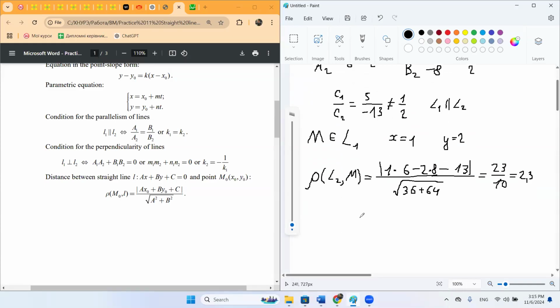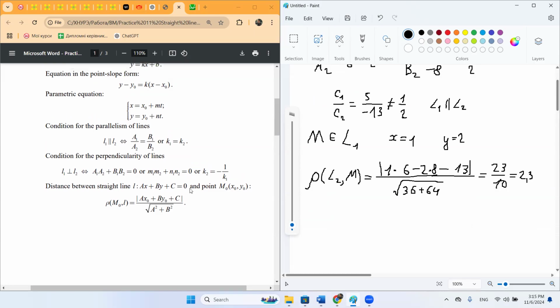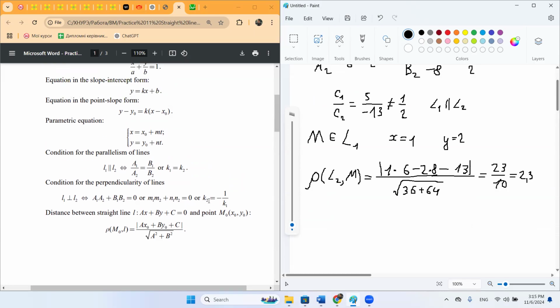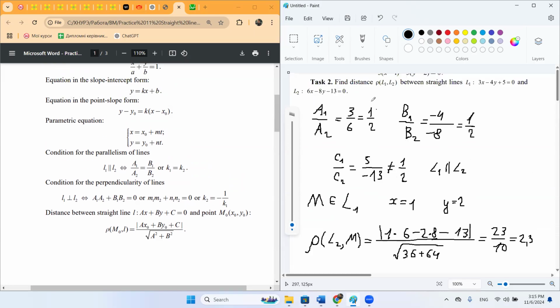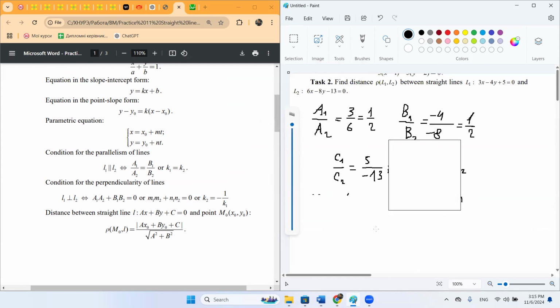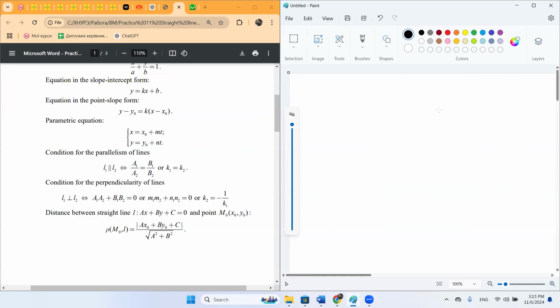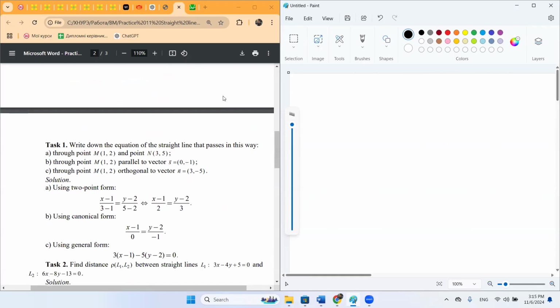Any questions about this task? No. Okay, no questions. Great. So let's erase it and move to another task that is quite big.